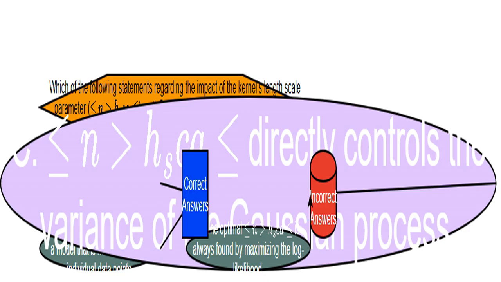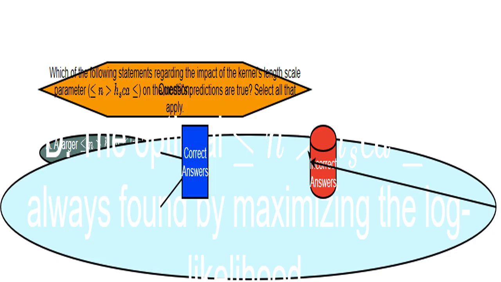This is incorrect. The length scale parameter affects the correlation structure between data points, not the overall variance of the Gaussian process. The variance is influenced by other aspects of the model, such as the noise parameter and the signal variance in the kernel. I find that this statement is false.